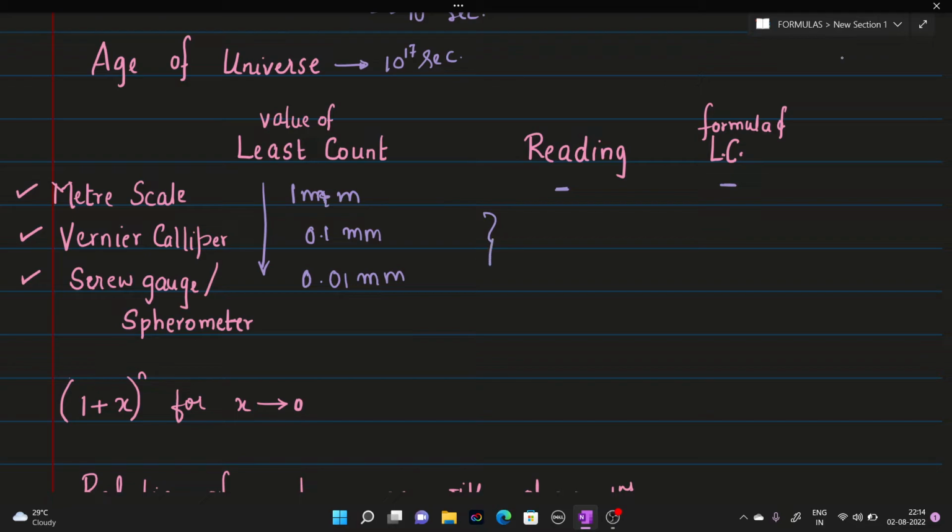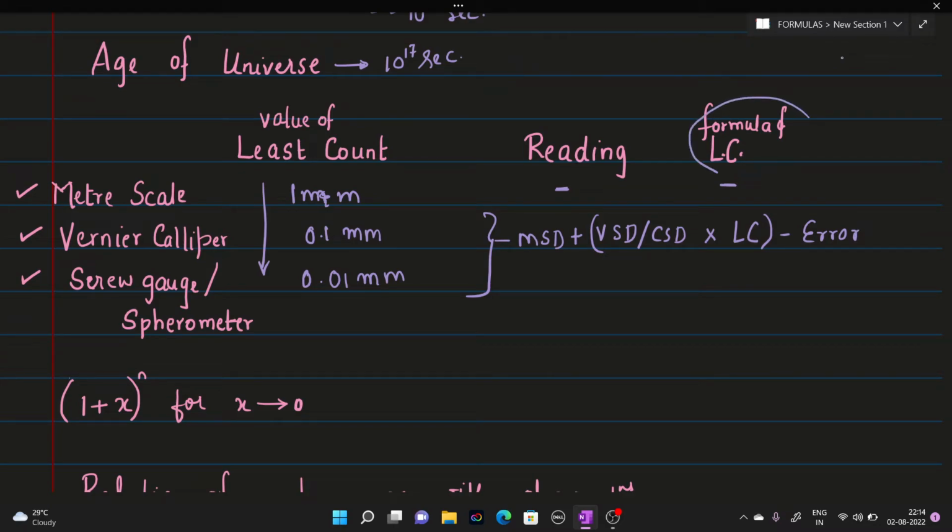Then for reading, we are not going to see the meter scale, it's not given. For vernier caliper and screw gauge, the formula for reading is main scale division plus the value of vernier scale division, or if we are taking screw gauge, then circular scale division, any one, and we multiply it with the least count and subtract the error.